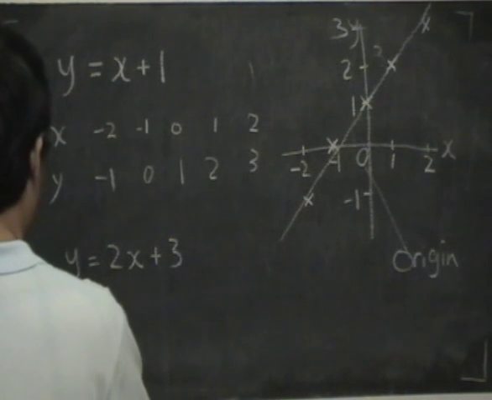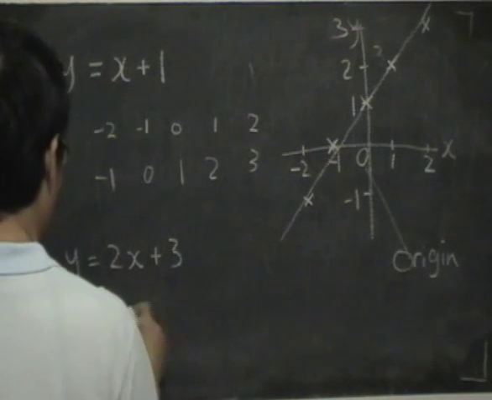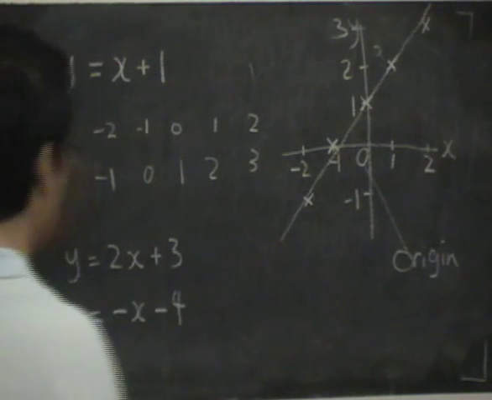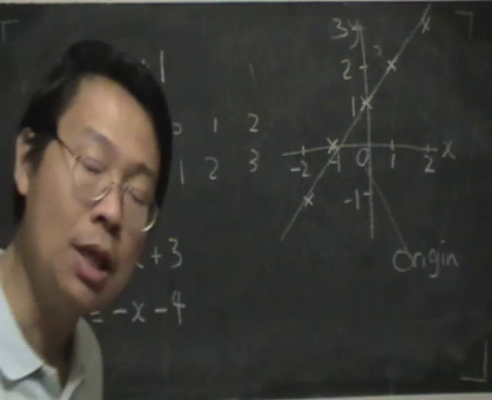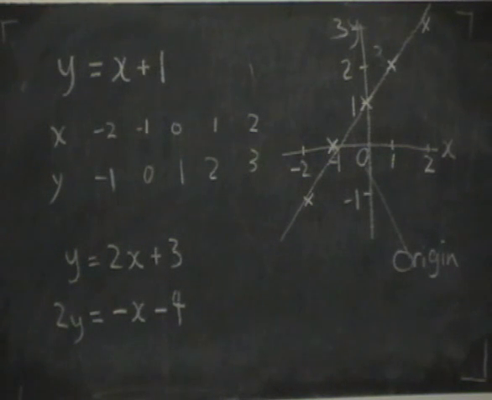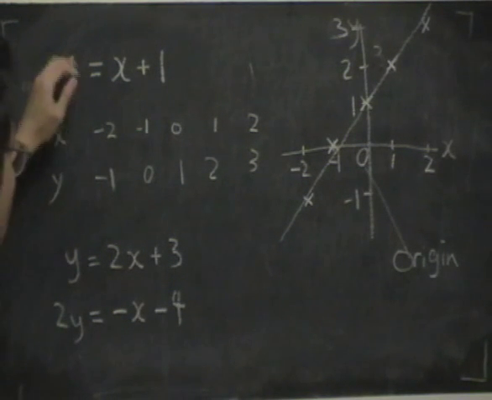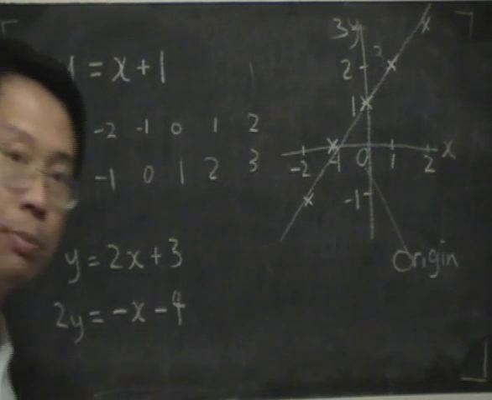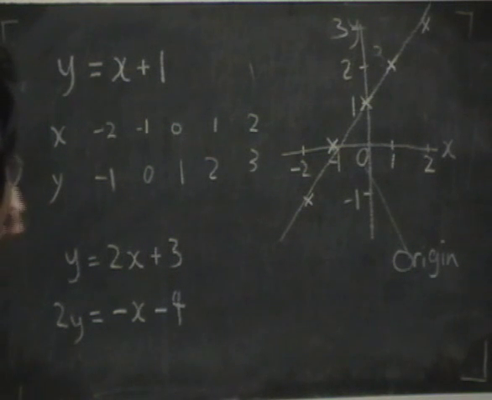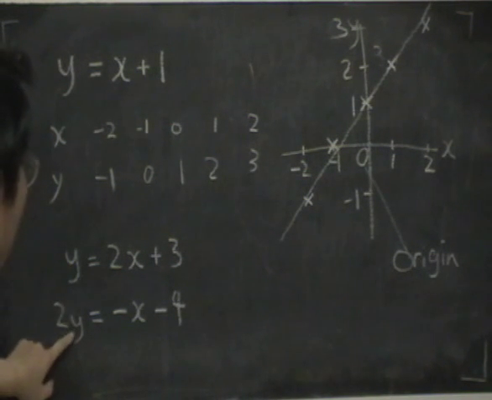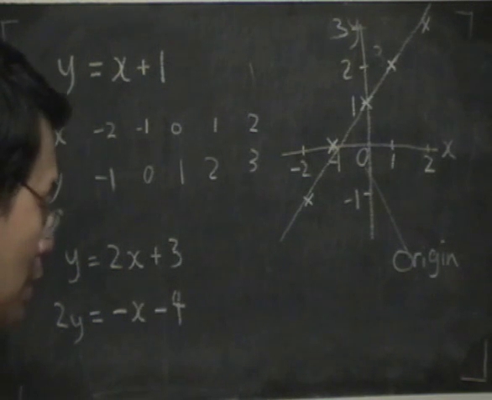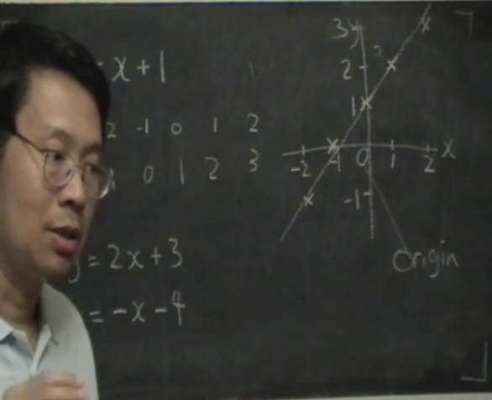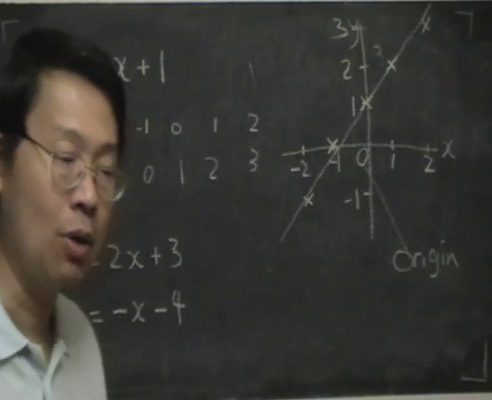I can have 2y equals minus x minus 4. That's also the same kind of equation. Now if you look at these three equations, you see that they are all different, with different numbers, but there's something similar. All of them have a y and all of them have an x. But the important thing is that none of them have x squared or x cubed.